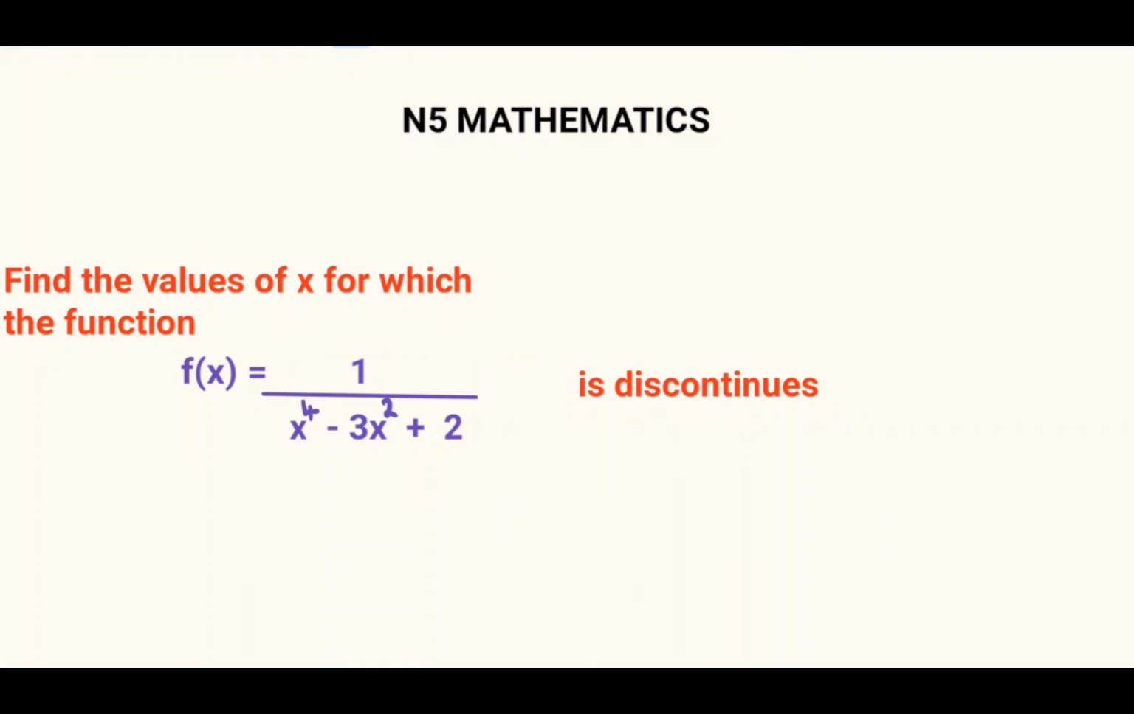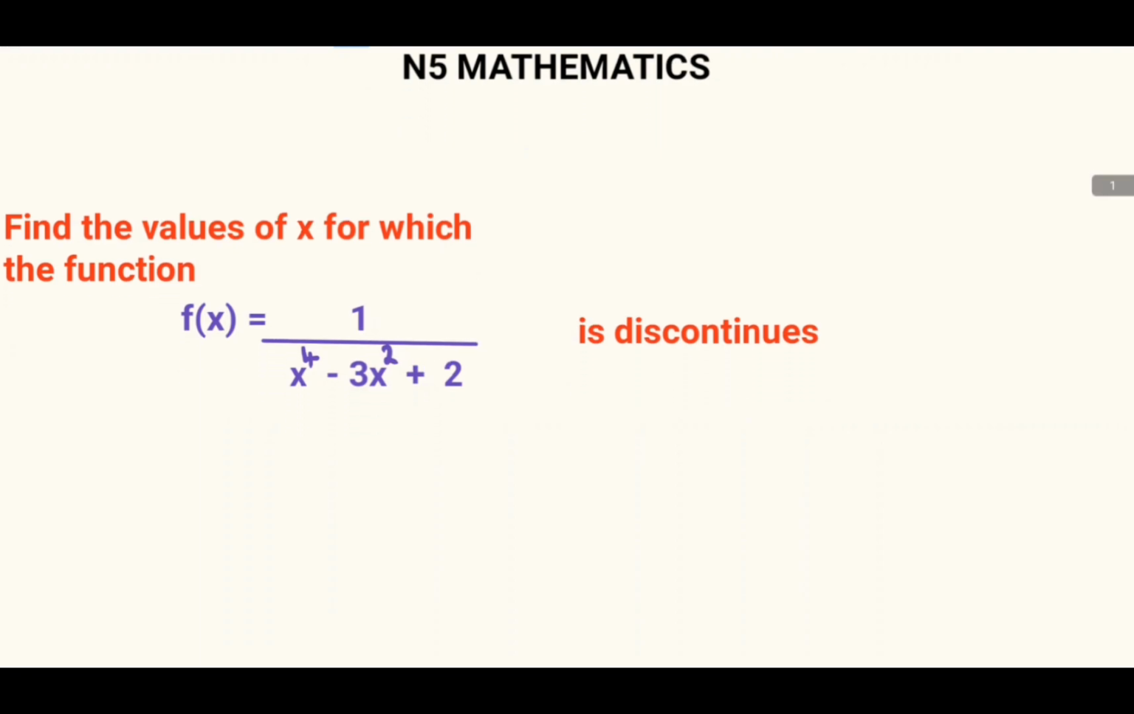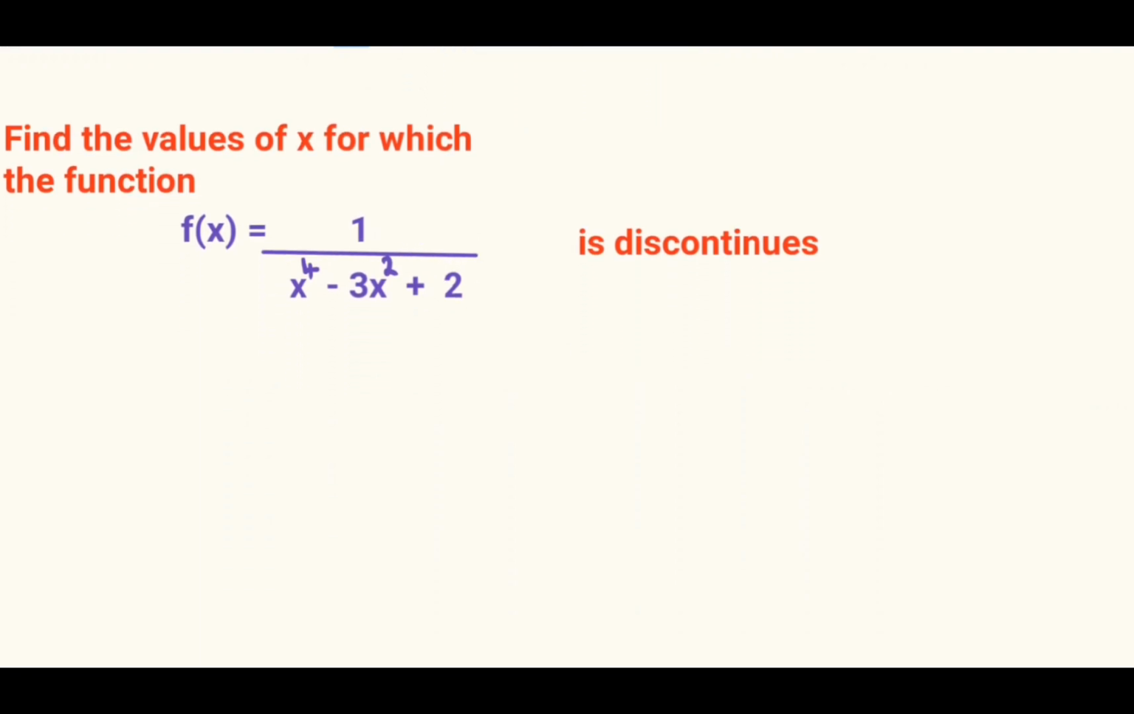Hello guys, my name is Bino, and in this video we'll be determining the values of x for which the function f of x is equal to 1 over x to the power 4 minus 3x squared plus 2 is discontinuous. So this will be discontinuous when x to the power 4 minus 3x squared plus 2 is equal to 0, because we know that division by 0 is not allowed.